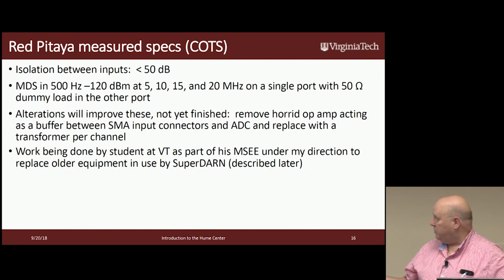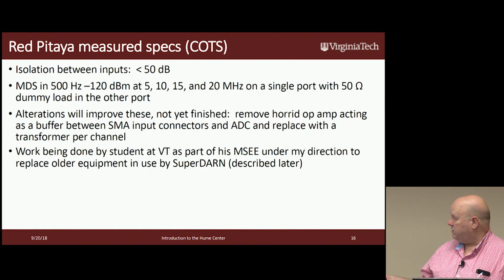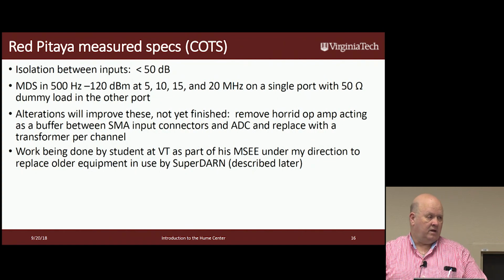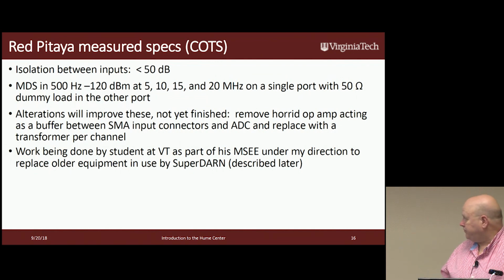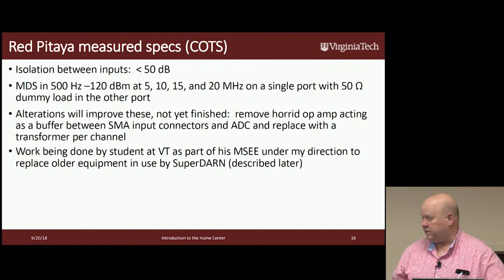Okay, so the minimum discernible signal in 500 hertz is minus 120 dBm, measured by me at 5, 10, 15, and 20 on a single port with 50 ohm dummy load in the other port to help get rid of the isolation problem. Alterations will improve these, but not yet finished, as I said, because the student's working on his thesis.